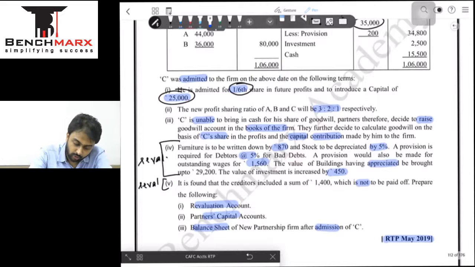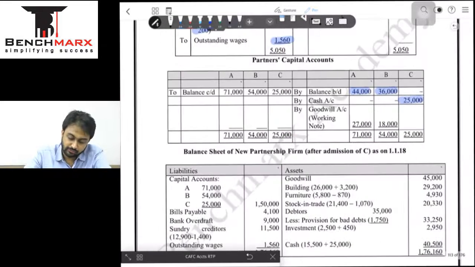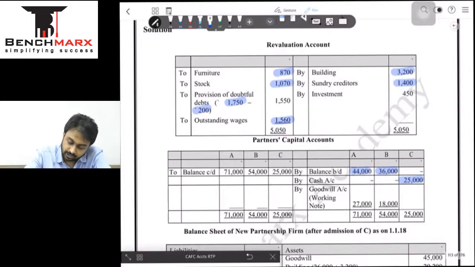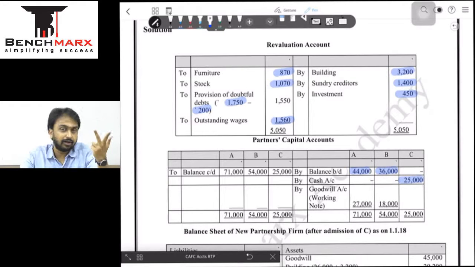Have I missed out on something? Oh, investment, I forgot investment. So investments is to be increased by 450. So go to the revaluation credit side. Investment is 450 ka gain. So we have done opening capitals, we have done capital contribution, we have done revaluation as well. Only one thing is left, that is the value of goodwill. Now how do we compute goodwill?